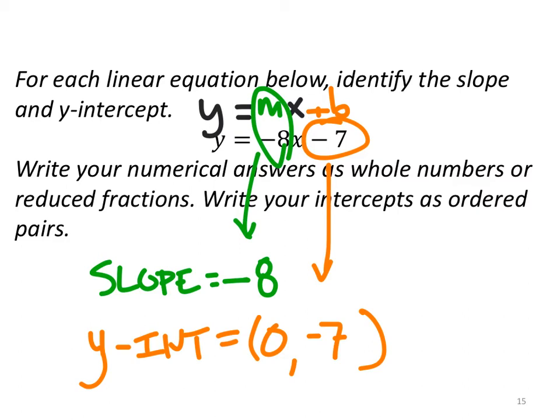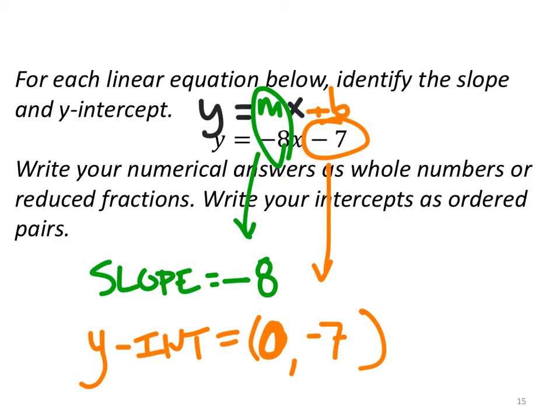Now, I almost feel like I've overcomplicated this, okay? Because when it's in this format, y equals something times x plus or minus something else, you are automatically given your slope and y-intercept, just like we saw in this example. Oh yeah, and I apologize for my handwriting. That is a 0 right there.